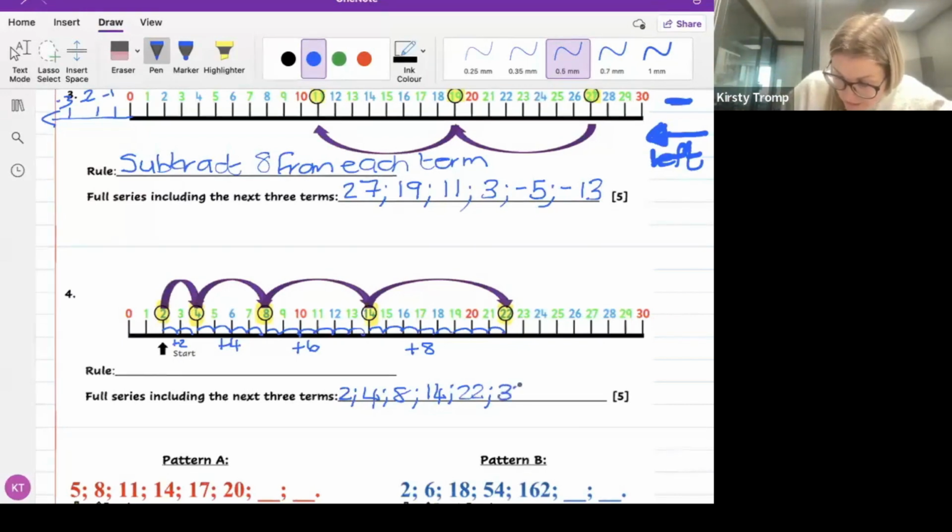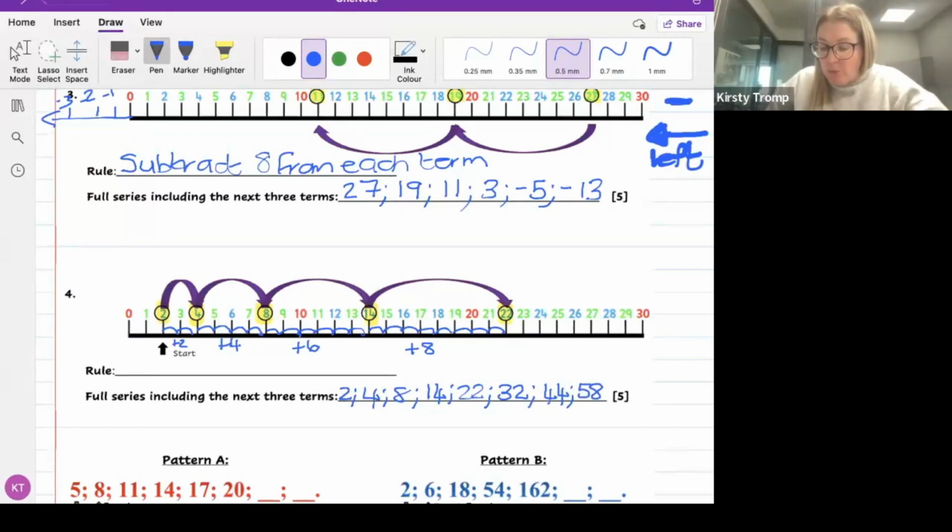So I would have 32. 2, 4, 6, 8, 10. Then I need to add 12. So I would have 44. 2, 4, 6, 8, 10, 12. And then I need to add 14. So I would have 58. All right, well done, everybody.